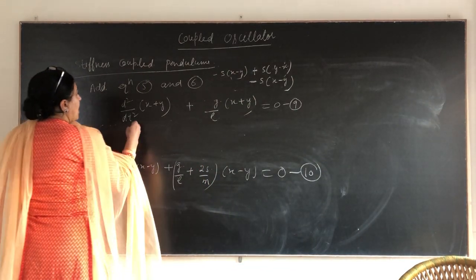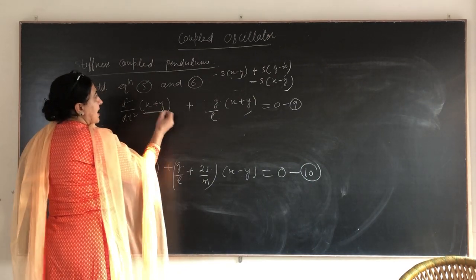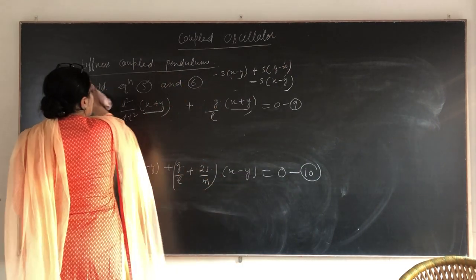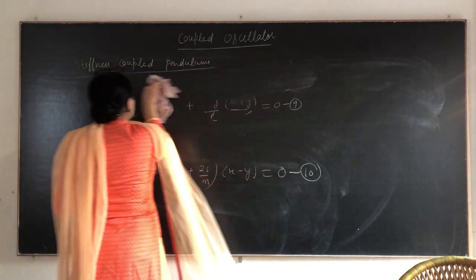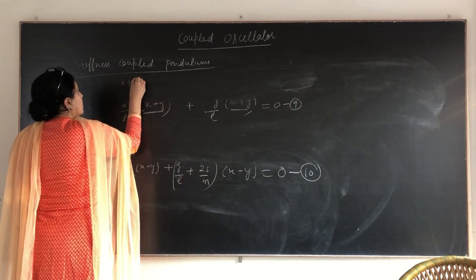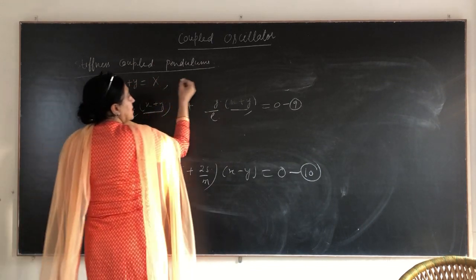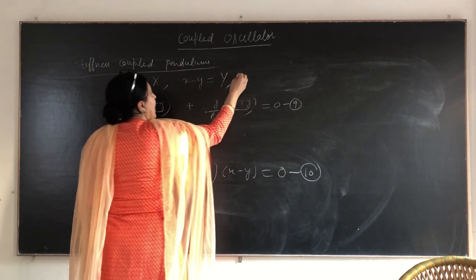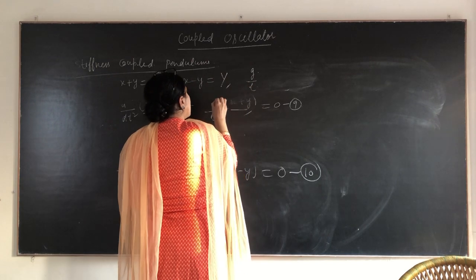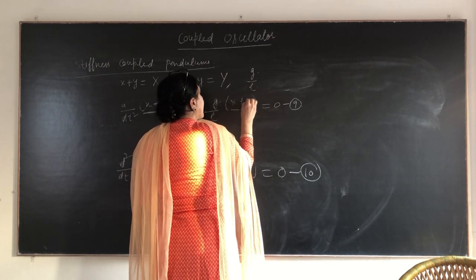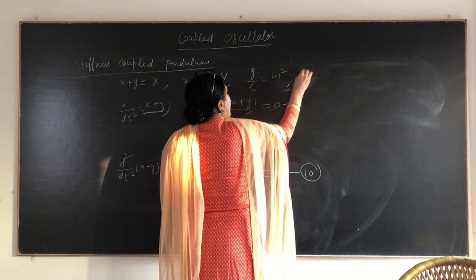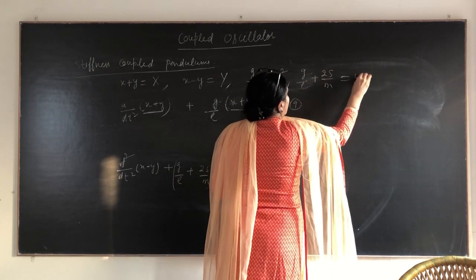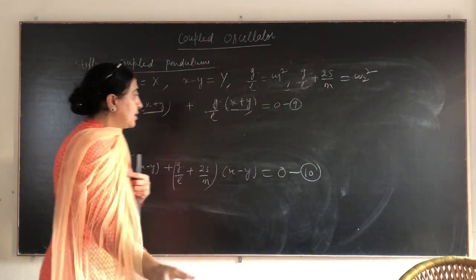So now we put x plus y something. Put x plus y equal to capital X, and small x minus y equal to capital Y, and g by L is omega 1 square, and g by L plus 2s by m is equal to omega 2 square. So put in these equations.